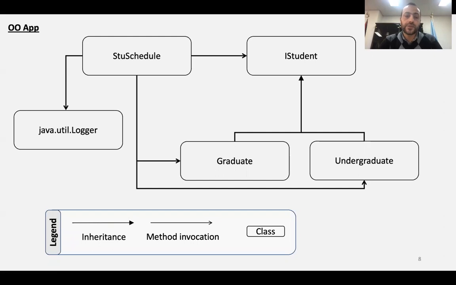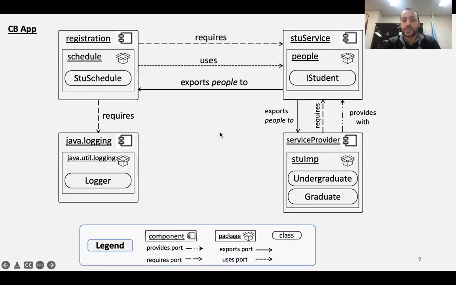As you can see here, this is part of the object-oriented application of a university system that we created for demonstration. The STU schedule class uses the java.util.logger system class, and also it uses the iStudent interface, which is implemented by the graduate and undergraduate classes. Those are classes and interfaces, and the communication between them is just method invocation. So this is the object-oriented architecture, whereas the diagram here shows the component-based architecture of the same system.